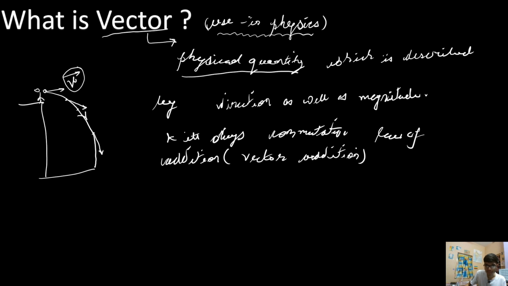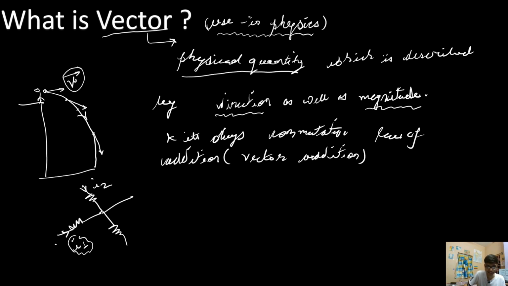Saying that a physical quantity has direction as well as magnitude is not enough to define a vector quantity. For example, in the case of electric current, suppose there is a current I1 in this branch and another current I2 in this branch. We see that electric current has a magnitude as well as direction associated with it, but it doesn't follow the vector laws of addition. Hence, electric current is not a vector quantity.